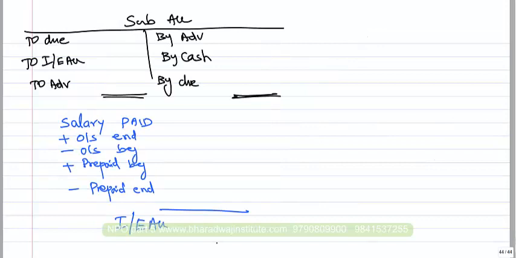We are preparing the subscription account for which year? 2013. Any amount due for 2012? Subscription due for 2012, anything is given? How much? 2000. Any advance subscription for 2012 given? No. Subscription due for 2013. Due for 2013 is 1000.